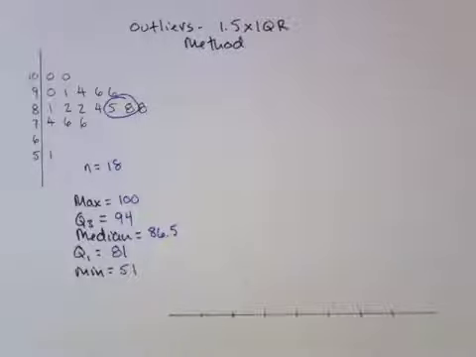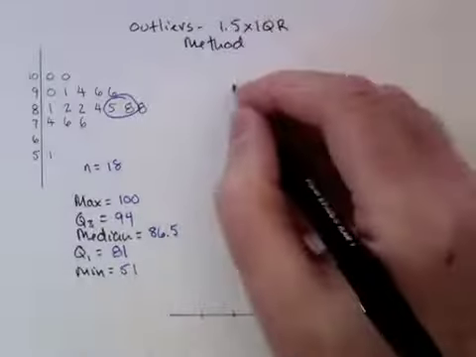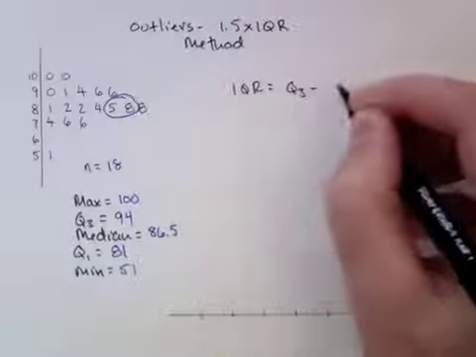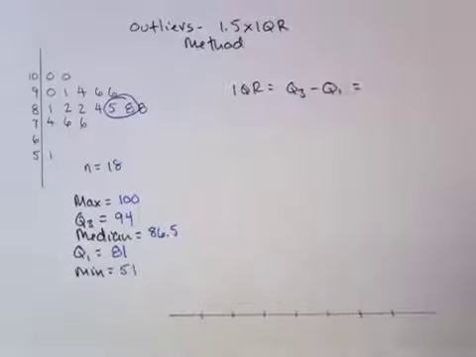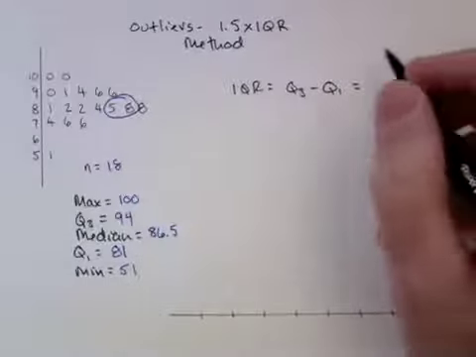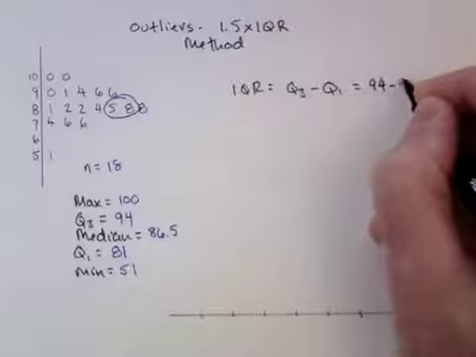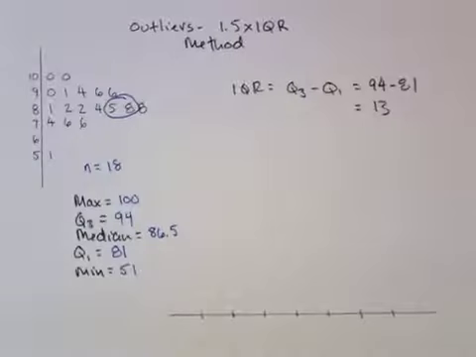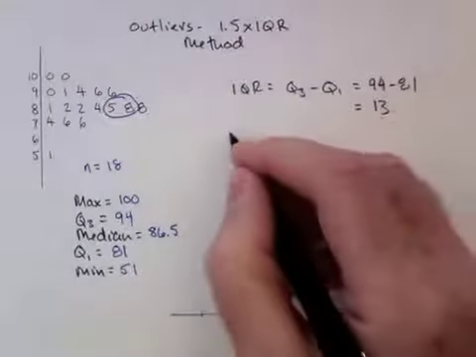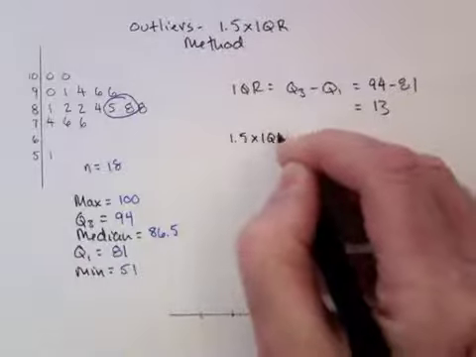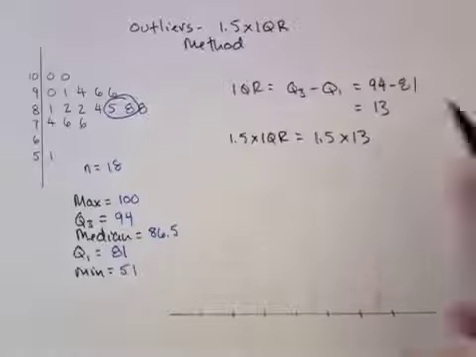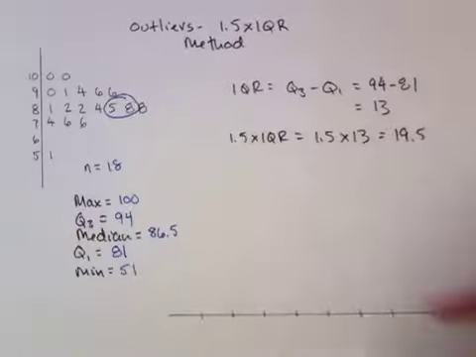Now, in order to identify outliers, I first need to figure out what the interquartile range is. The interquartile range is just the third quartile minus the first quartile. If I'm making a box plot, it's just the width of the box. In our case, it's going to be 94 minus 81, which is 13. Next step is to multiply that value by 1.5. So 1.5 times the interquartile range, in our case, is 1.5 times 13, and that will be 19.5.